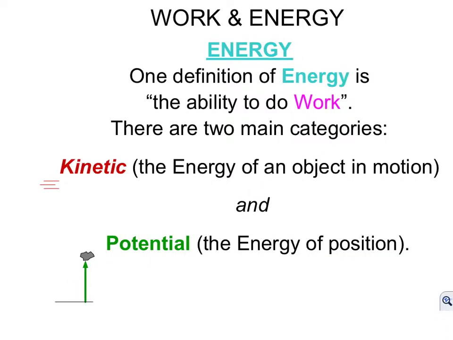Okay, we're going to have a student describe the next slide. Work and energy. One definition for energy is the ability to do work. There are two main categories: kinetic, the energy of an object in motion, and potential, the energy of position. Good. So kinetic energy is when an object is actually moving. Potential is the energy due to the height of an object.